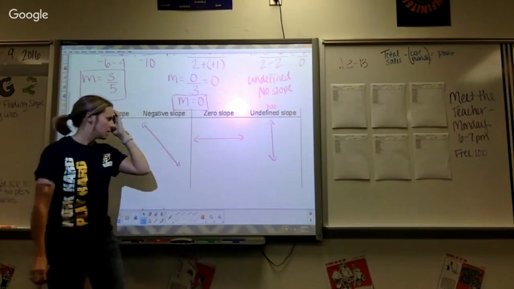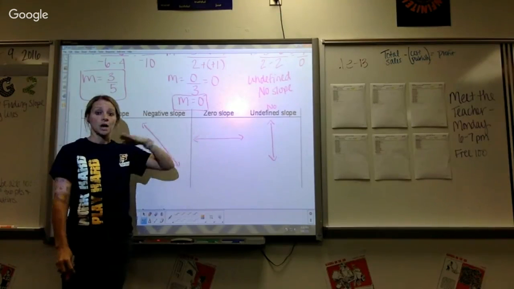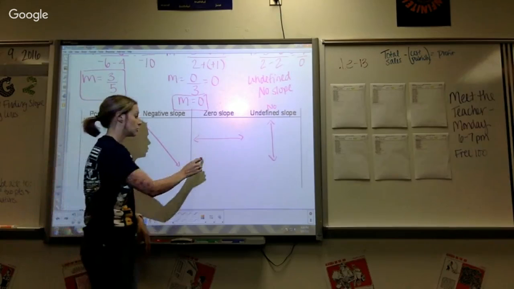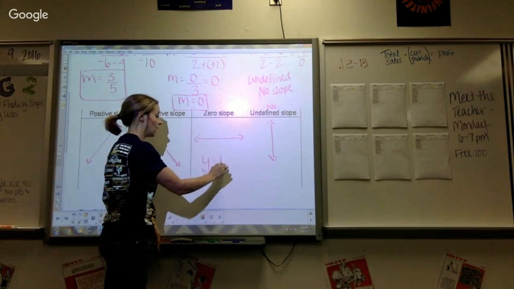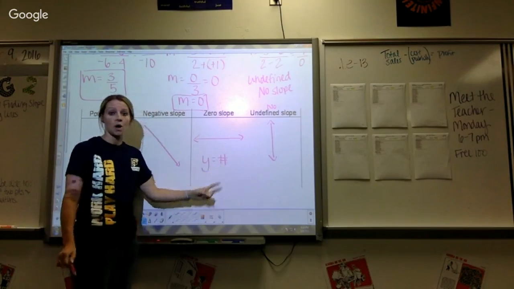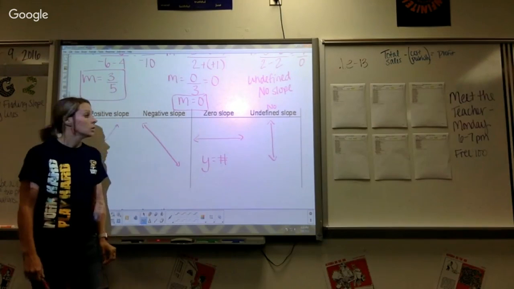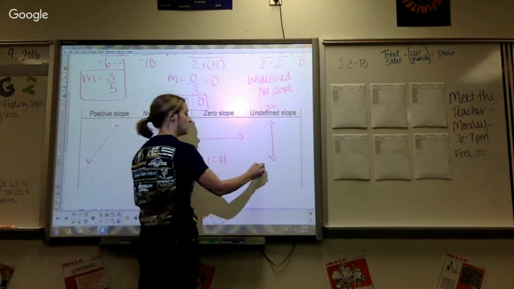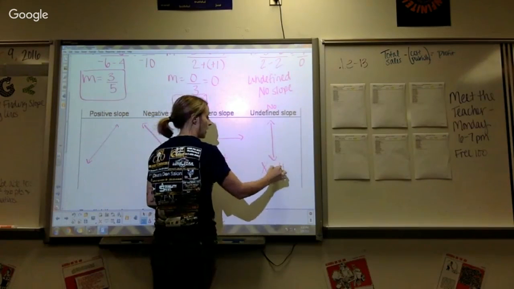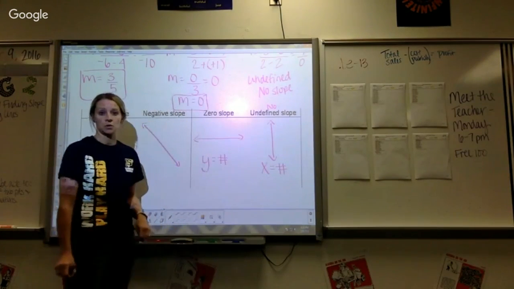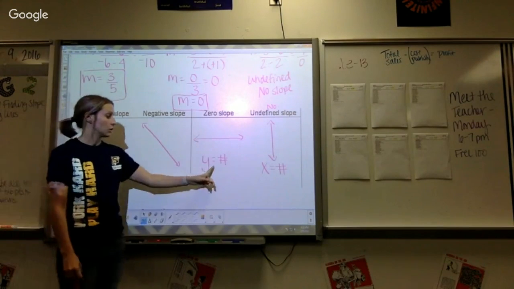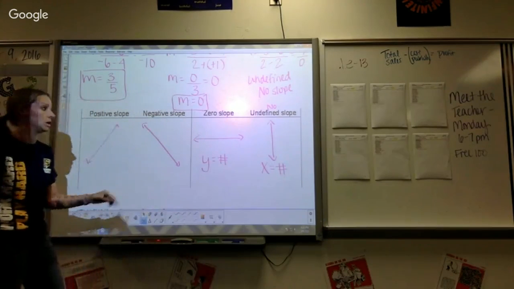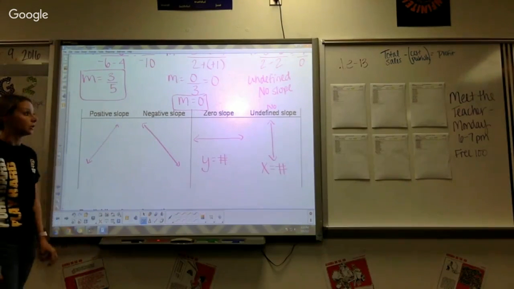Okay, so anytime that you have a 0 slope, a horizontal line will cross through the y-axis. So your equation will always look like y equals whatever that y-intercept is. Okay? When you have a vertical line that will cross through the x-axis, so that equation will always look like x equals whatever your x value is. Okay? So on this one you won't have an x, on this one you won't have a y. So there's the difference between your 0 slope and your undefined slope.